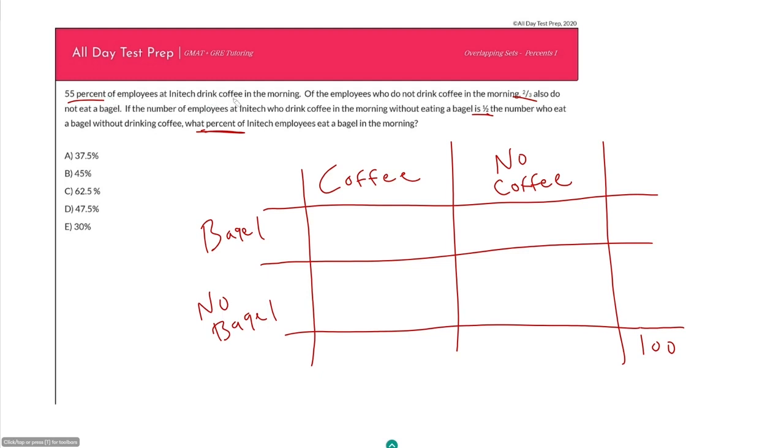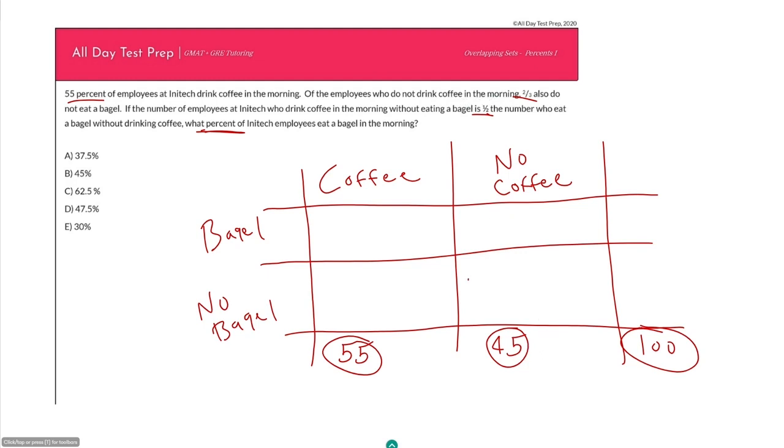So 55% of the employees drink coffee in the morning. So that's my total coffee drinkers. That's this box here. Let's say we got 55 people here, which means we got 45 people who are not coffee drinkers. Of the employees who do not drink coffee in the morning, we only care about these 45 employees here. Of those 45 people, 2/3 also do not eat a bagel.